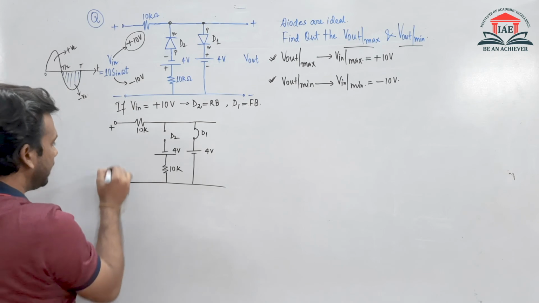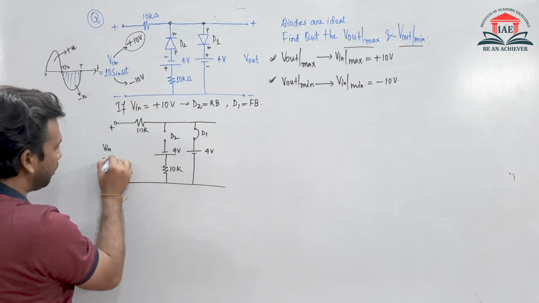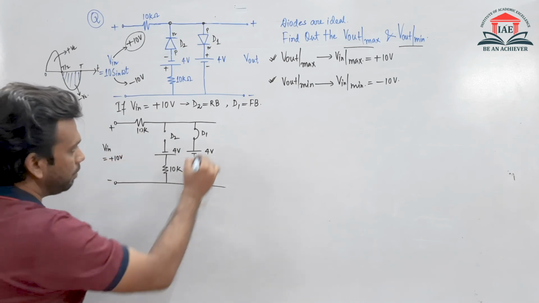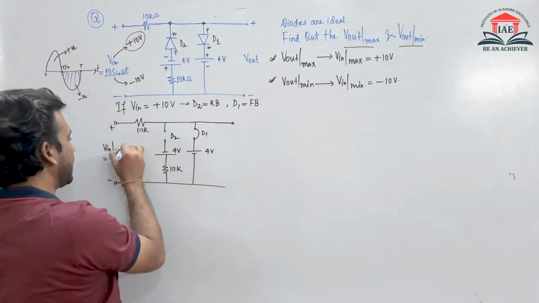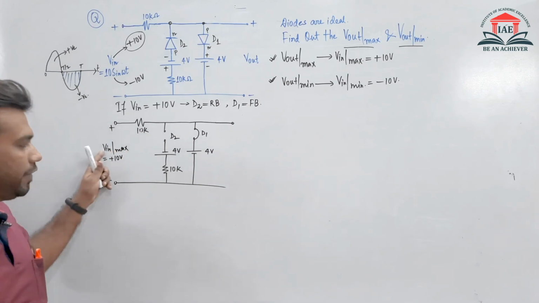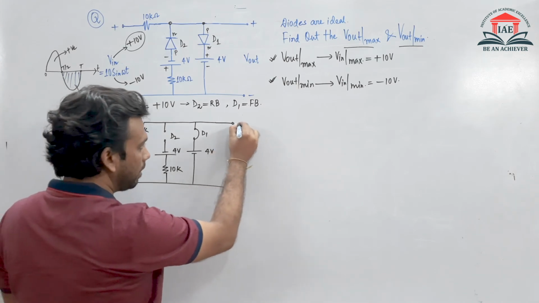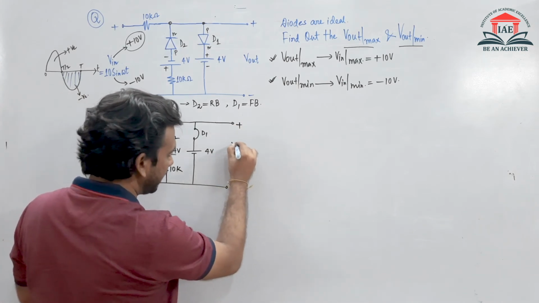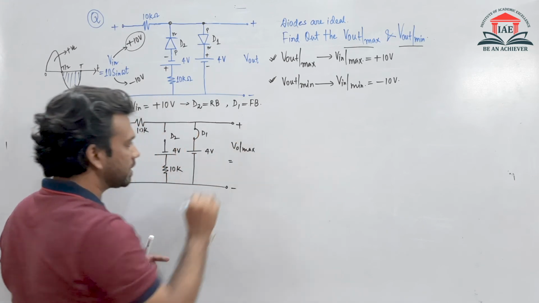Now what do you have as the input voltage? The input voltage is plus 10. Now what will be the output voltage? And this input voltage is the maximum input voltage. So if it is the maximum input voltage, the output voltage will also be maximum. So here you will get the output voltage maximum value. So we need to find this maximum value.